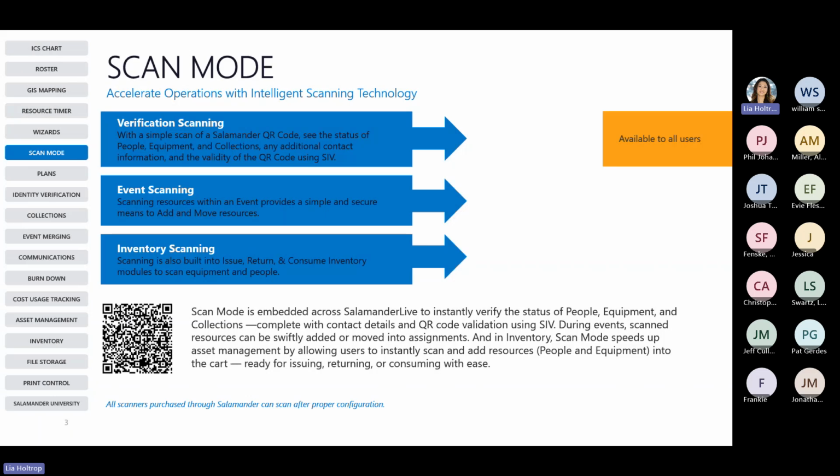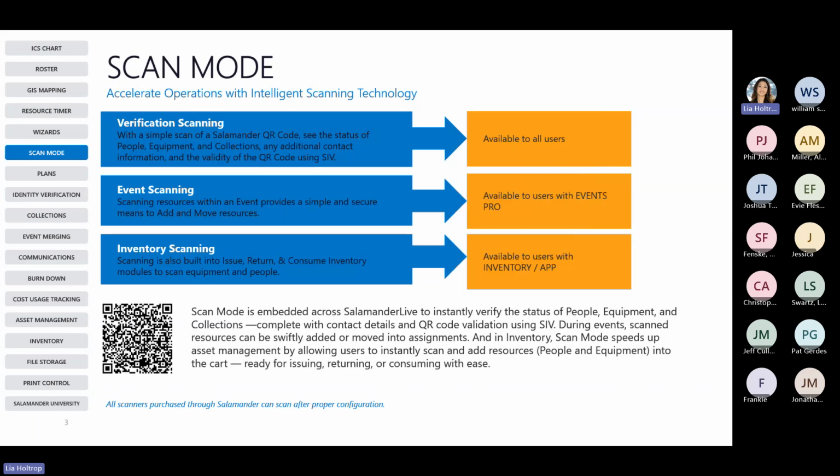Let's first take a look at what the scan mode feature is. So scan mode is a feature that is embedded across Salamander Live to instantly verify the status of your people, equipment, and collections. You can also use it to add or move resources into assignments in an event and add inventory to the cart to speed up the issue, return, and consume process within the inventory module.